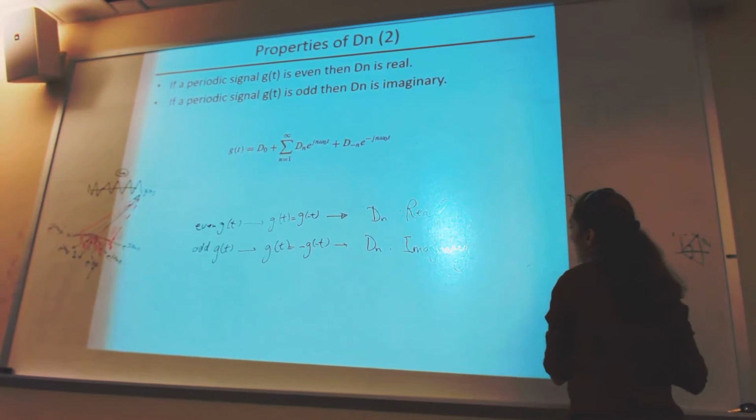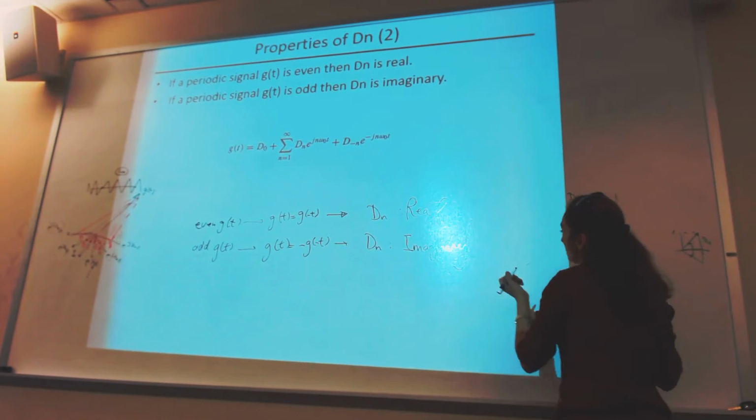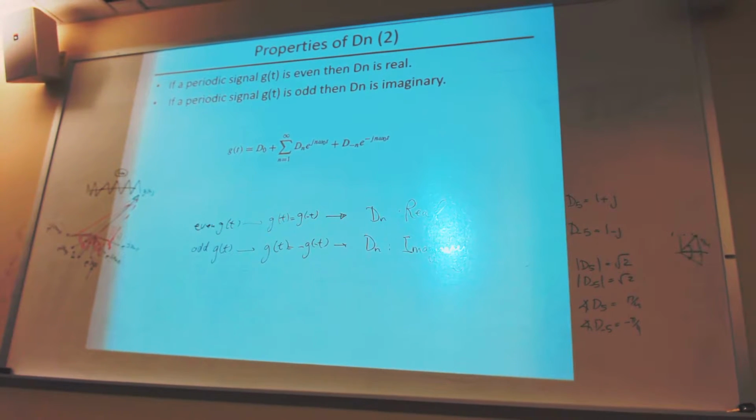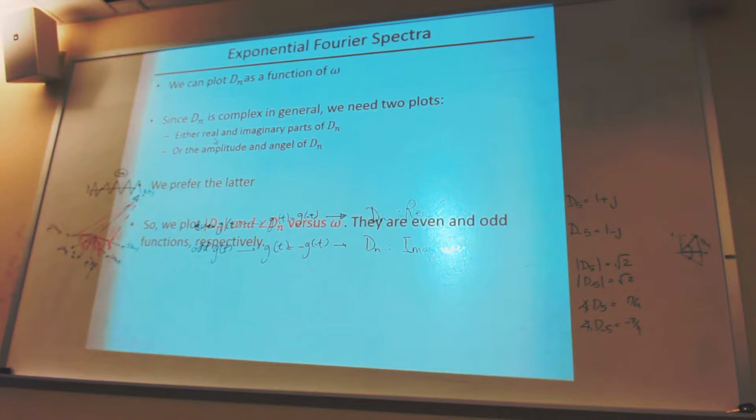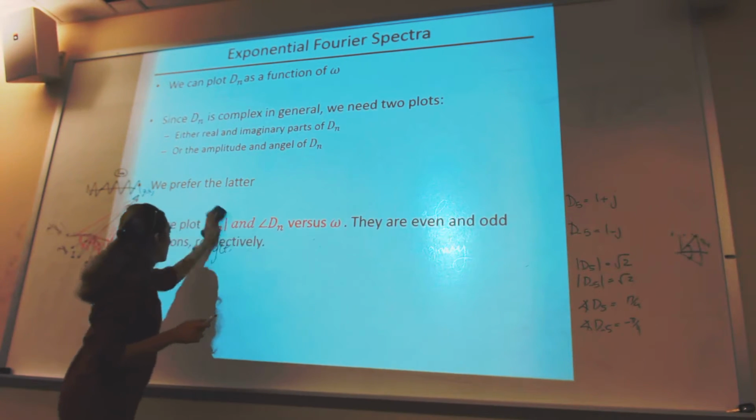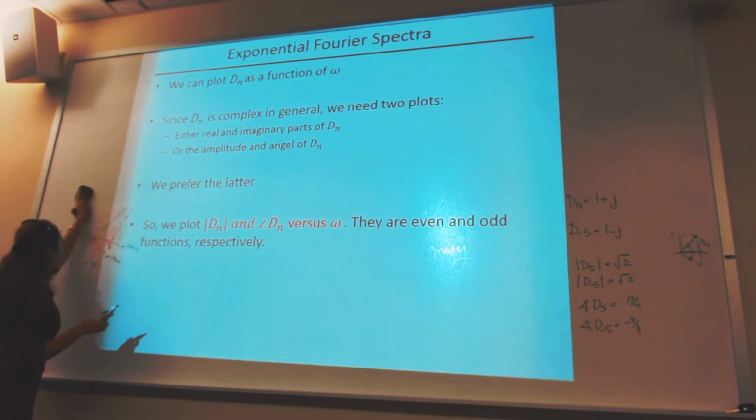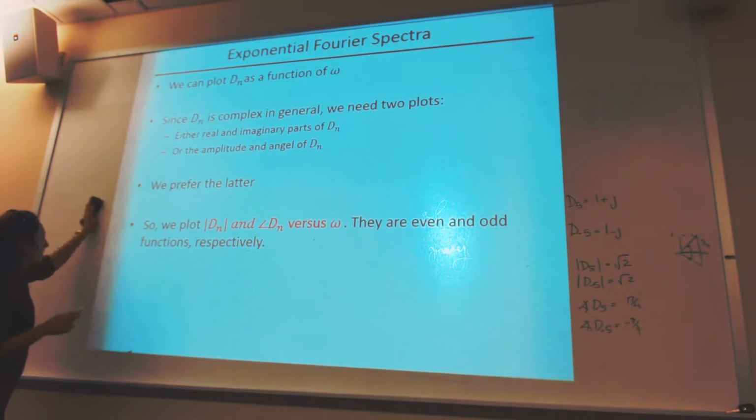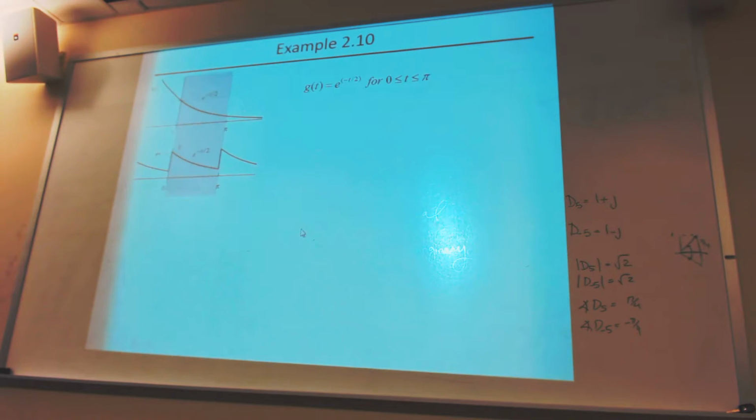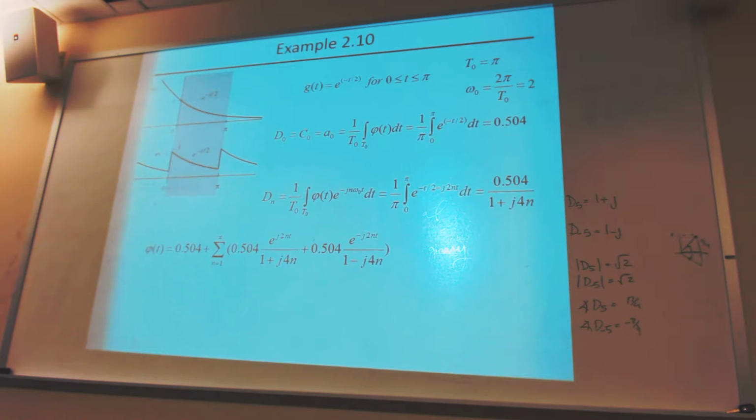Okay. So this is the addition. Okay. And then we talked about how we can plot the magnitude and phase of the Dn, so magnitude of Dn and phase of Dn versus omega. And we saw this example actually the other time.